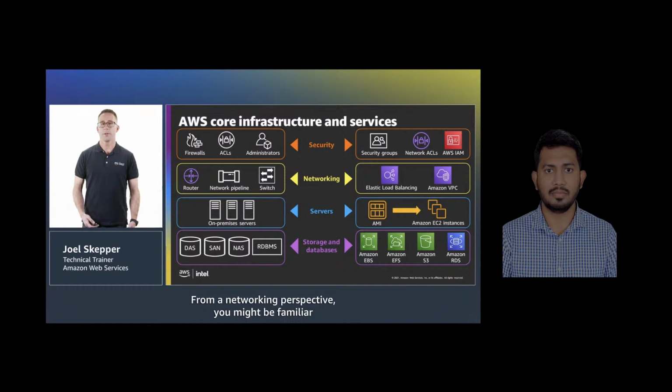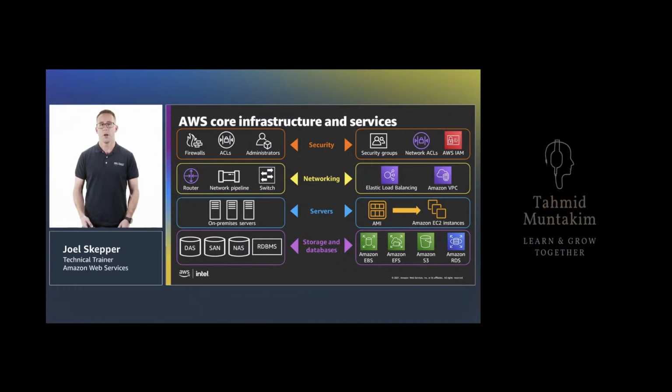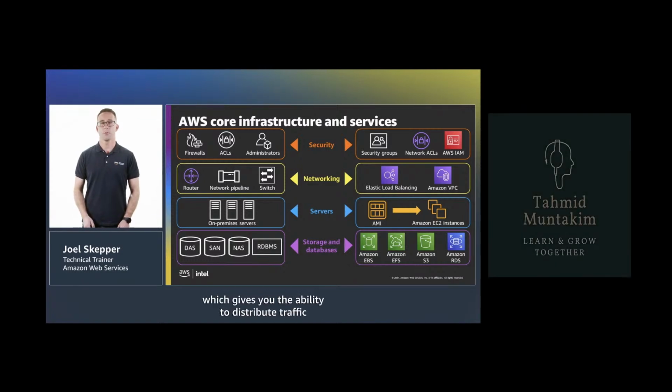From a networking perspective, you might be familiar with physical devices such as routers or switches, or basic networking concepts such as IP addressing, traffic distribution, and flow. We have services such as the Elastic Load Balancer, which gives you the ability to distribute traffic amongst multiple different targets or instances, as we'll talk about coming up.